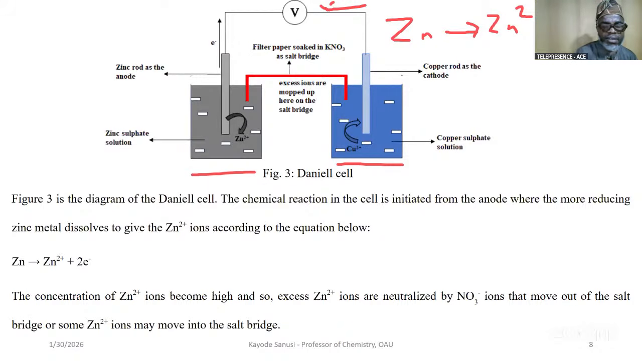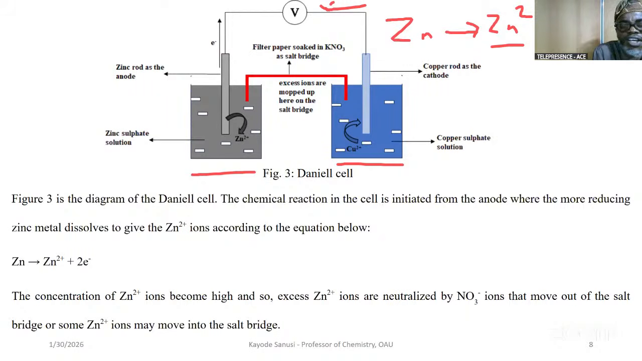Let me quickly round up what is happening on this zinc electrode half cell. Remember that what you have here is zinc sulfate solution. The zinc sulfate solution already contains Zn2+ and sulfate ions in it. So you are producing more of that from the dissolution of the zinc rod. So you have an excess of Zn2+ in this half cell.